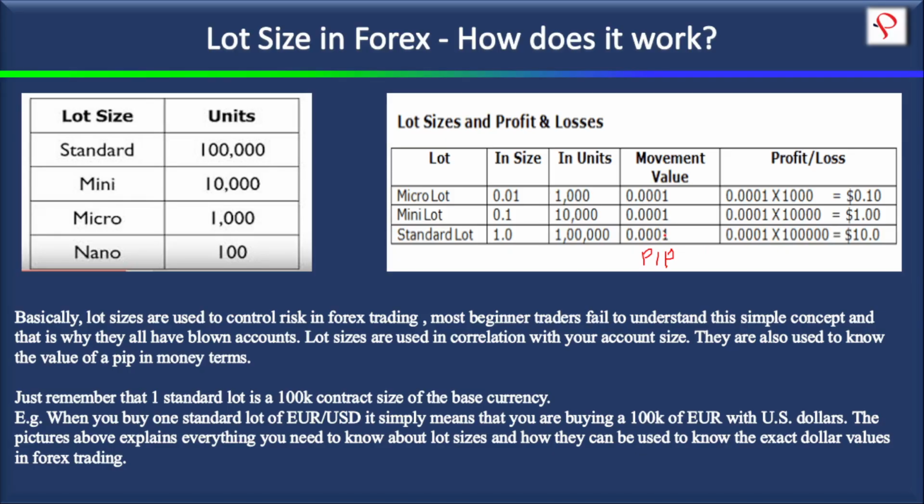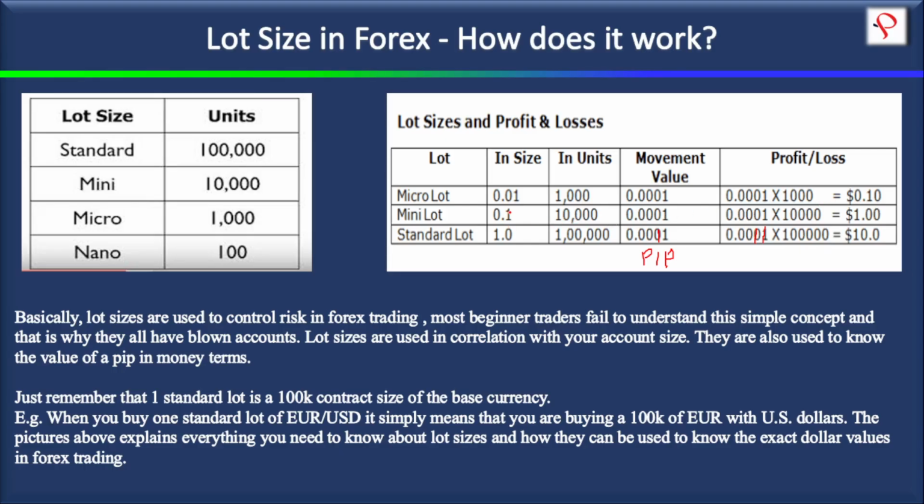So if the market did 10 pips, or let's say an 11 pip movement, you're going to do 0.0011 multiplied by 100,000. You're going to get $110 as the value. Is that clear? So you're going to use this same formula to do the maths for any pip movement you want to know the value of in dollars.